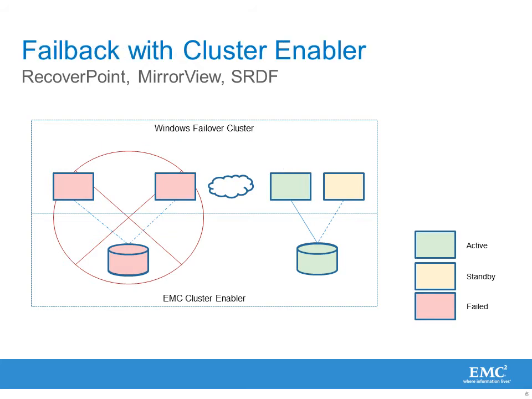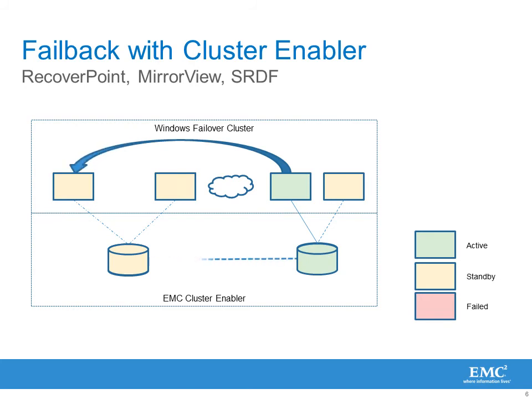Failback is simple. When you've removed the conditions that caused the site failure, replication is restarted in the opposite direction. Once the production site is caught up with the DR site, a cluster failback can occur using Windows Failover clustering. Replication is then reversed, putting the entire cluster back into its original state.